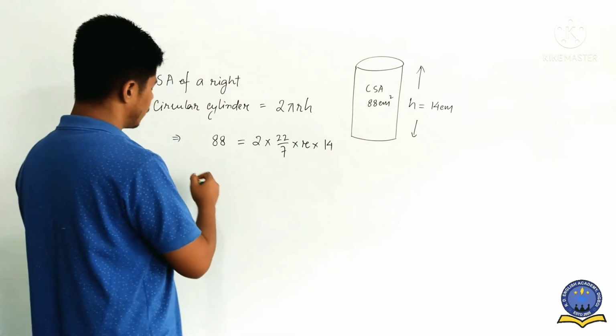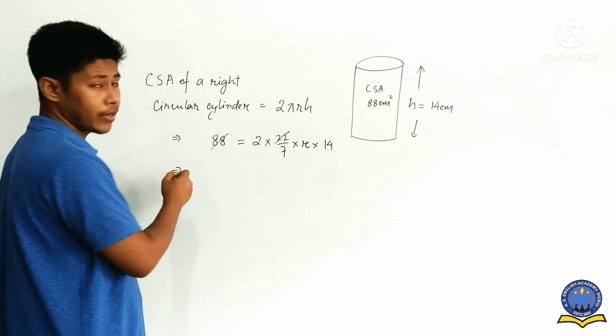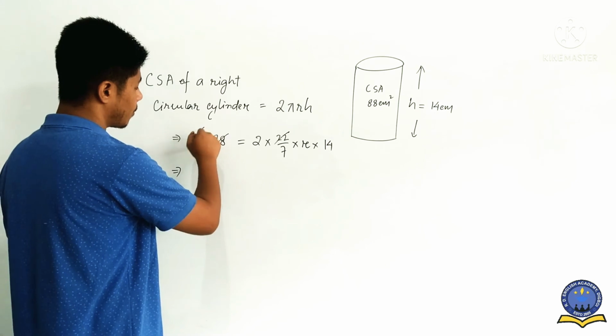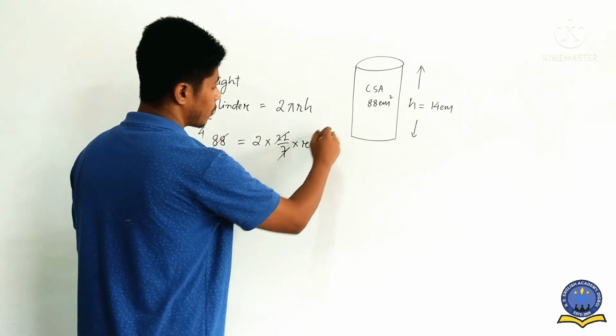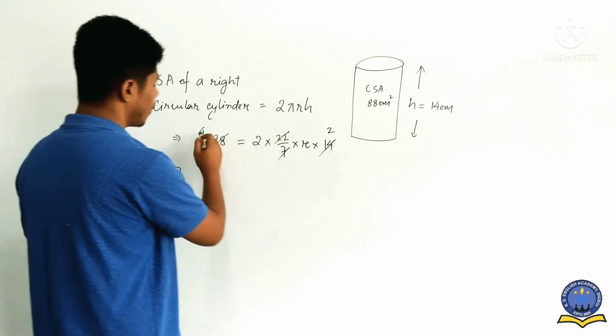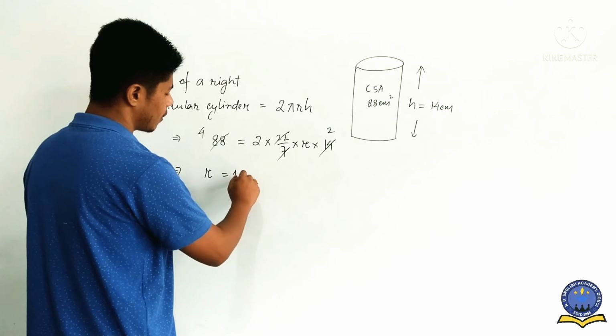Now let's see how we can calculate this. This 22 we easily cancel with 88, 4 times. Now this 7 we can cancel with 14, that means 2 times. So 2 times 4, here also 4. Ultimately the radius we get is 1 centimeter.